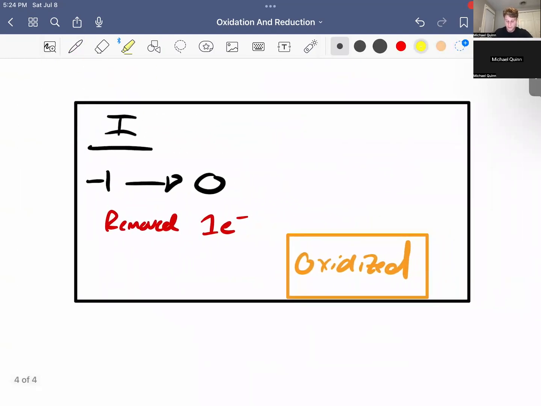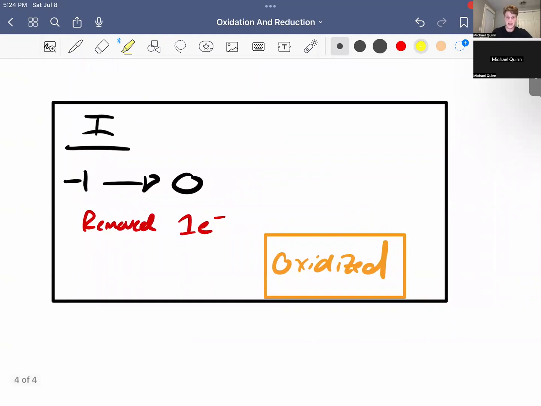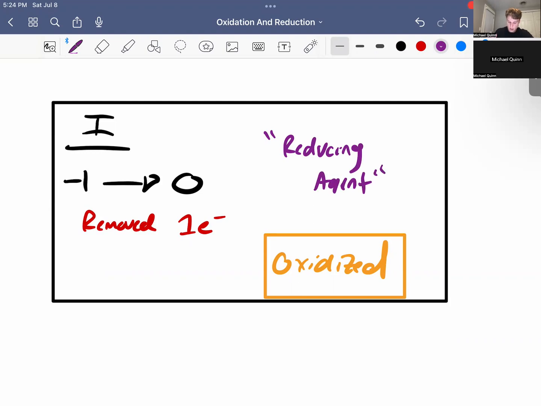If we look at I, it went from an oxidation state of -1 to 0. So that means that we removed 1 electron from I and it got oxidized. Now, we would call this our reducing agent. Because I removed an electron and gets oxidized, we can then use that electron to reduce another species. Hence why the species that gets oxidized is your reducing agent.